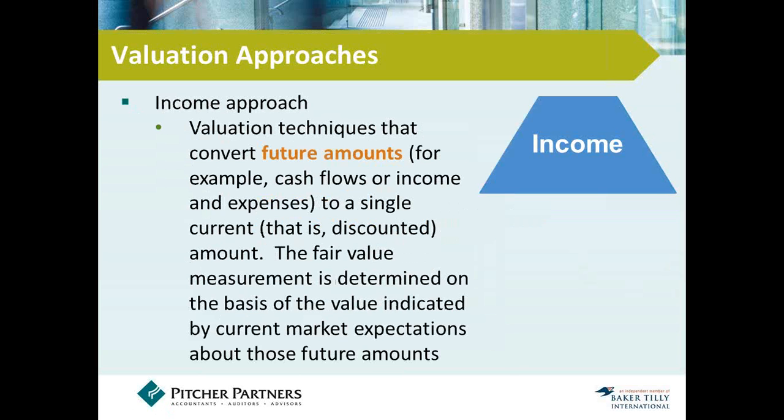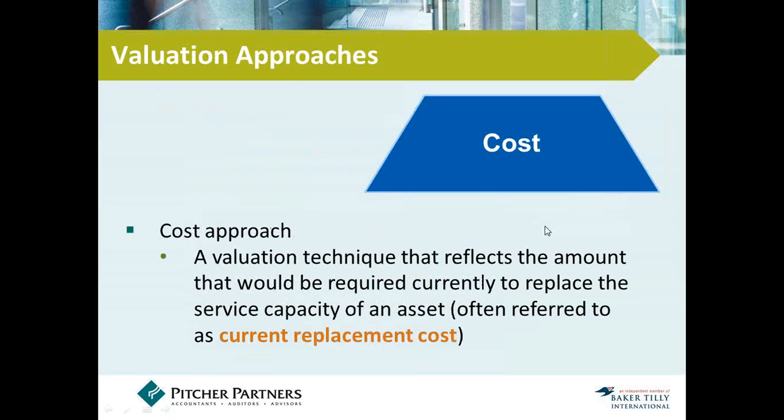An income approach is a valuation technique where we look at future amounts and convert them into a single current discounted amount. Examples of future amounts could be future cash flows, future income, or future expenses. You take those future cash flows and discount them back to get to a current amount. So the fair value measurement is determined on the basis of the value indicated by current market expectations about those future amounts. And then the cost approach is a valuation technique that reflects the amount that would be required currently to replace the service capacity of an asset, and it's often referred to as current replacement cost. So there are different valuation approaches, and we have to pick the most appropriate in our circumstances.